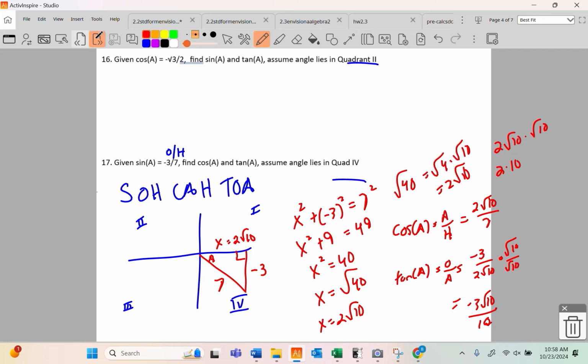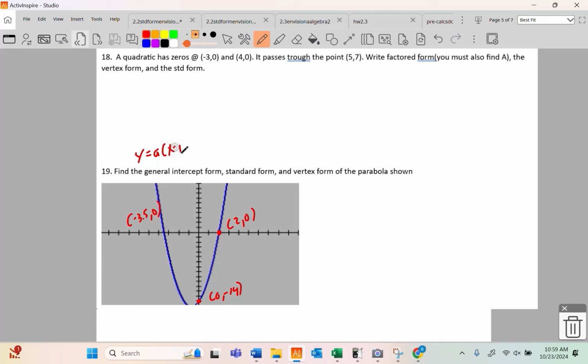All right, so let's start with general intercept form. First, let's put some points on here. This is 2, 0. This is negative 3.5, 0. And this is 0, negative 14. So let's start with general intercept form, which is y equals a times x minus p times x minus q. There's q, there's p. So part 1 here would be y equals a times x plus 3 halves, because we change signs when we leave parentheses. And then we have x minus 2.